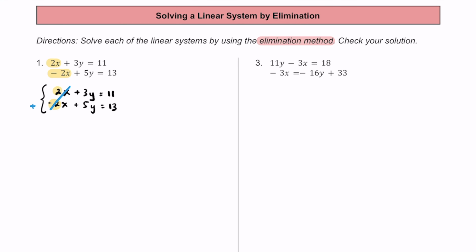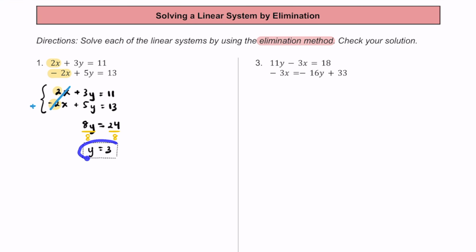Now, what happens when you add this 3y plus the 5y? Well, 3y plus 5y is just going to equal 8y. And then we can add the 11 and 13 together, and that's going to equal 24. At this point we just have a one-step equation, so we can divide both sides by 8. If we do that, we're going to have y is equal to 3. So now we know what y is equal to for the solution of this system.